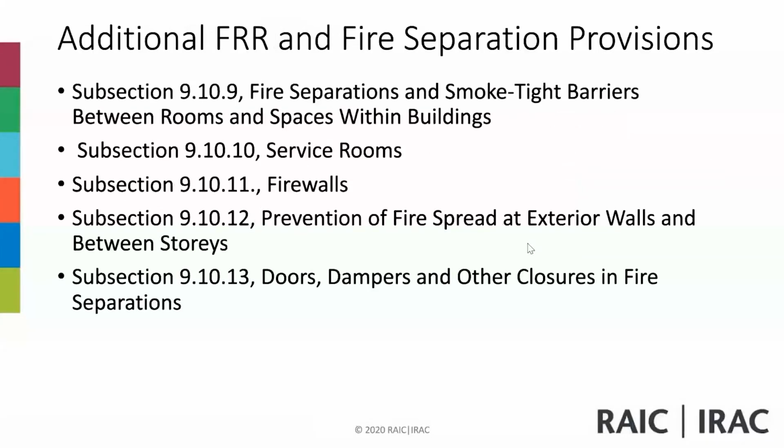Additional fire resistance rating and fire separation provisions. I've highlighted for you the areas of the code that address fire separations. 9.10.9, fire separation and smoke-tight barriers between rooms and spaces within buildings. 9.10.10, service rooms. 9.10.11, firewalls. Subsection 9.10.12, prevention of fire spread at exterior walls and between stories. And 9.10.13, doors, dampers, other closures and fire separations. So these are all sections that pertain to those requirements.